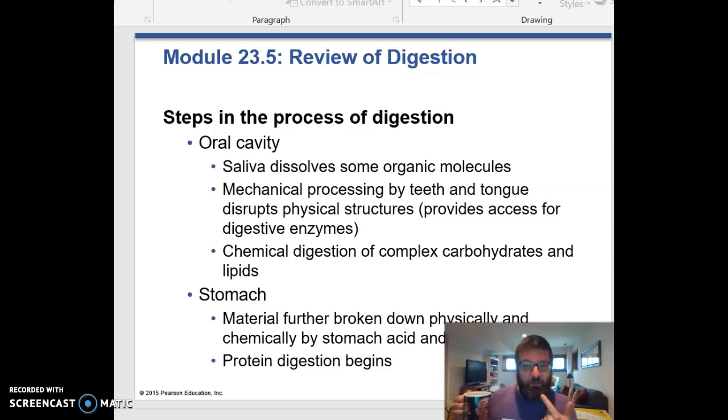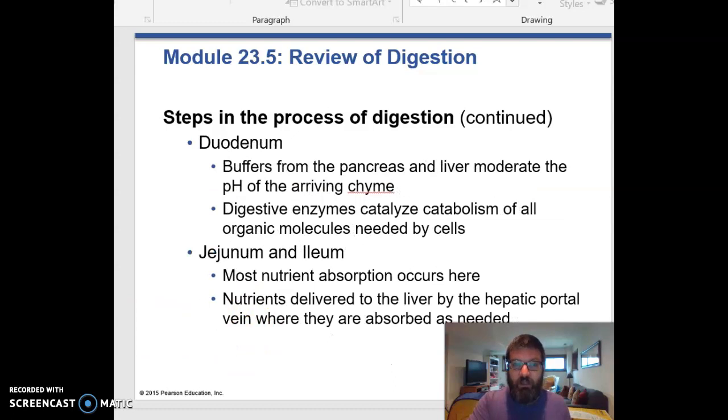So you put something in your oral cavity, and you begin both mechanically and chemically digesting there. You move on to your stomach, where you also will be mechanically and chemically digesting there. But we are moving on to digesting different things like proteins. Then the duodenum, we dump more enzymes together with what's left, and we finish digesting it and absorbing it in the jejunum and ileum.